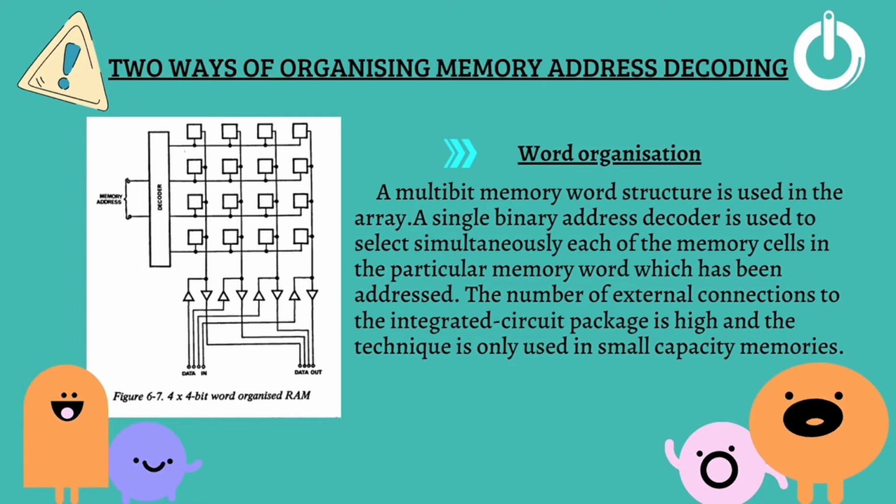Two ways of organizing memory address decoding. Word organization. A multi-byte memory word structure is used in the array. A single binary address decoder is used to select simultaneously each of the memory cells in the particular memory word which has been addressed. The number of external connections to the integrated circuit package is high and the technique is only used in small capacity memories.